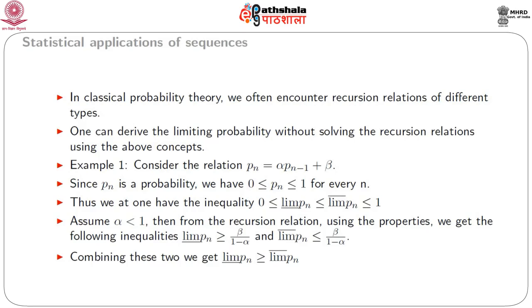Now assume alpha less than 1. Then from the recursion relation, using the properties, we get the following inequalities. The first inequality is limit inferior of Pn greater than or equal to beta by 1 minus alpha, and limit superior of Pn is less than or equal to beta by 1 minus alpha. Now combining these two, we get limit inferior of Pn greater than or equal to limit superior of Pn.